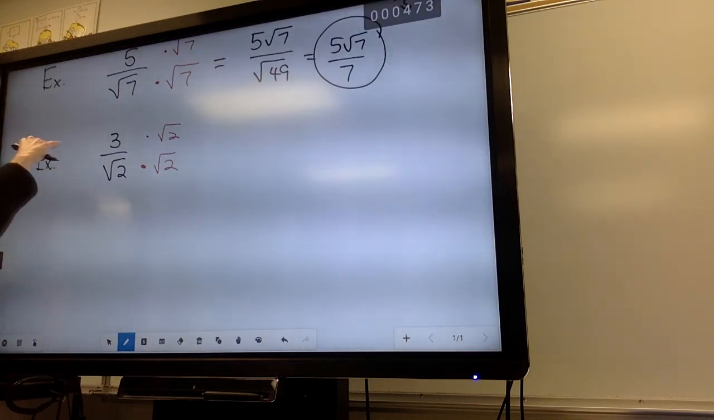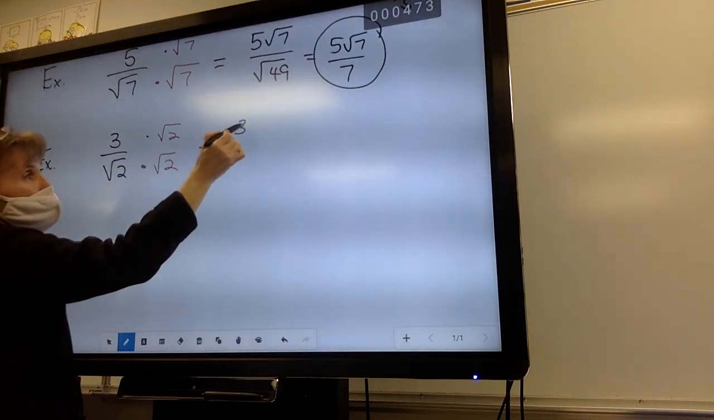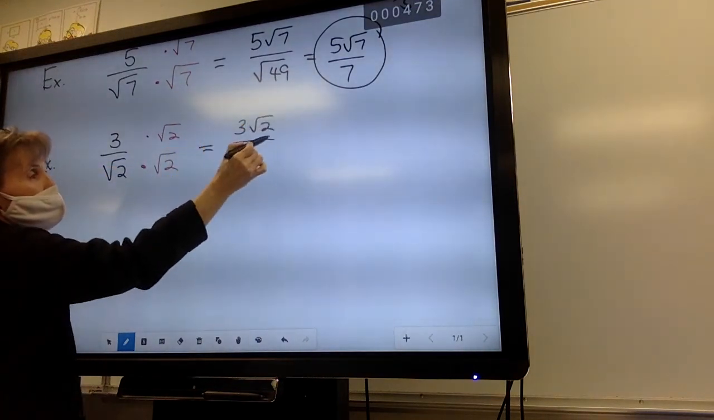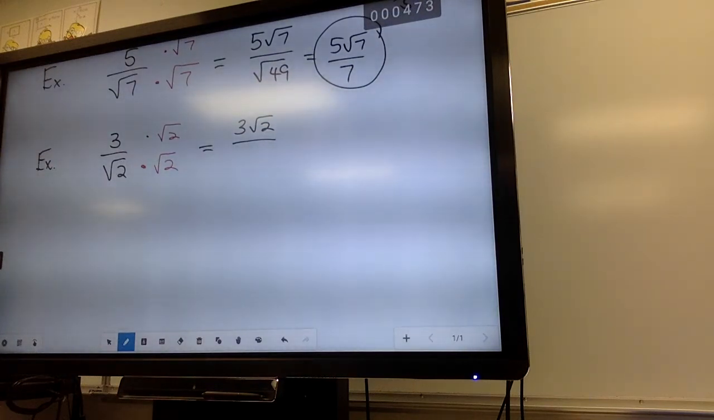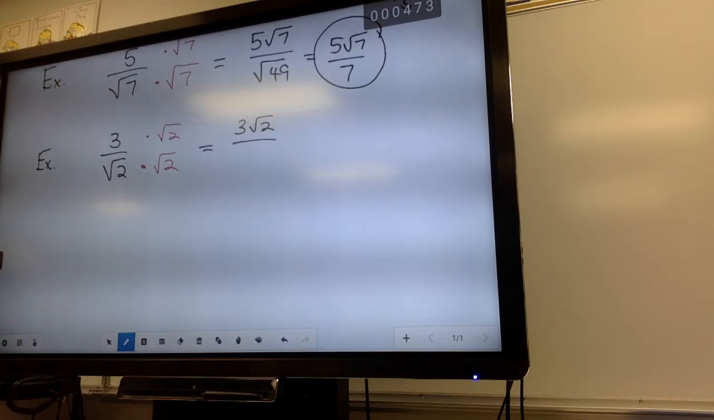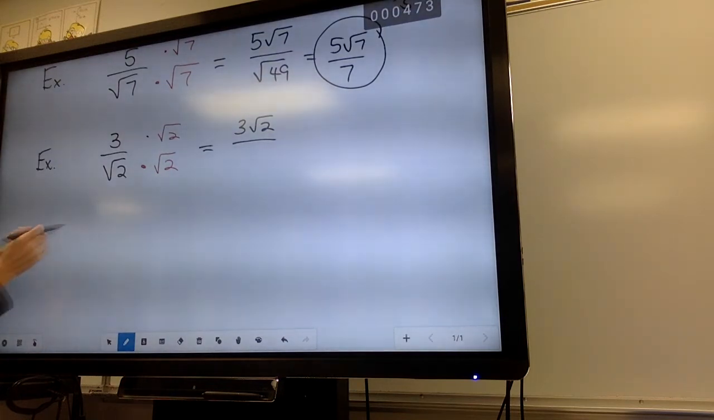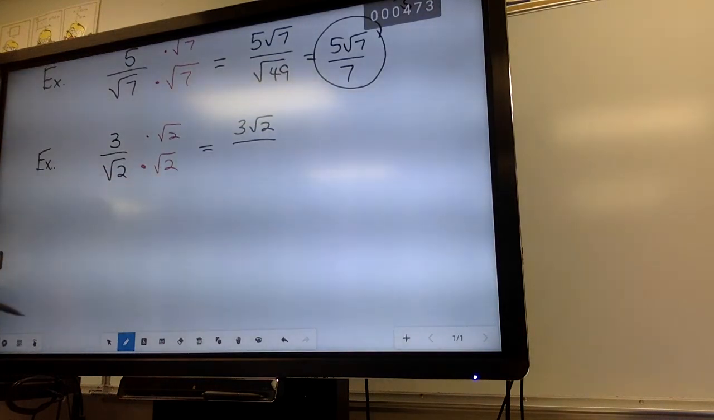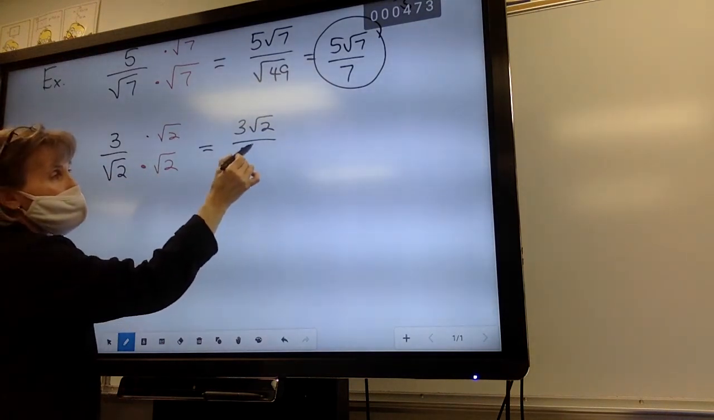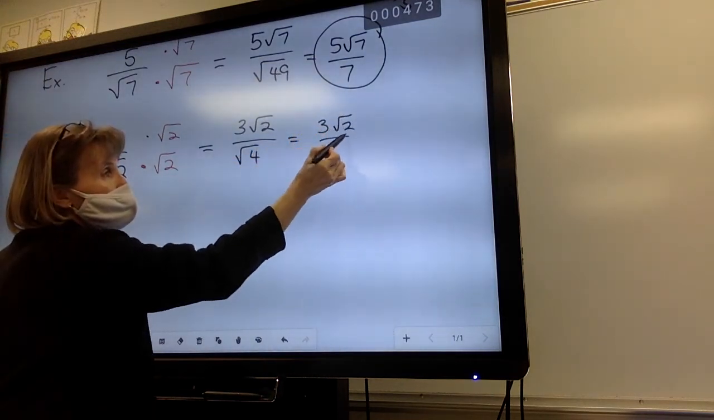So what do I have in my numerator if I multiply here? 3 square root of 2 over. We always put the number without the radical first, followed by the radical. So don't write square root of 2, 3. It's 3 square root of 2. And then the square root of 2 times the square root of 2. That's the square root of 4, which is going to simplify into 2.